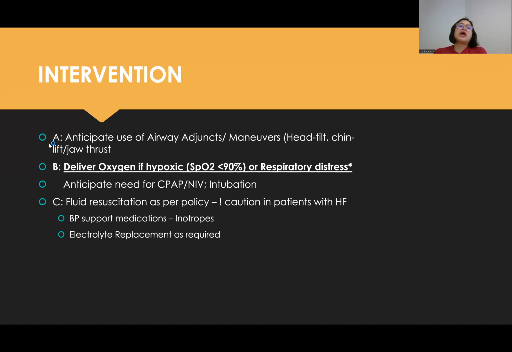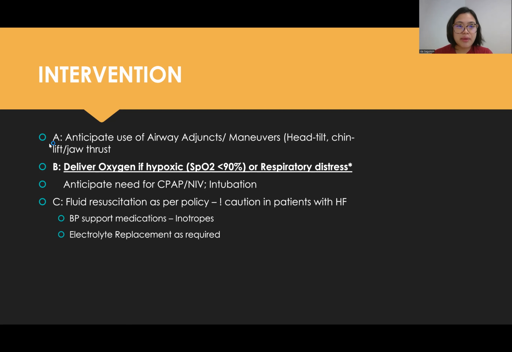Intervention. Airway-wise, if the patient has had aspiration, we might anticipate that airway adjuncts will be used, and maneuvers like the head tilt, chin lift, and jaw thrust could be used during an emergency.